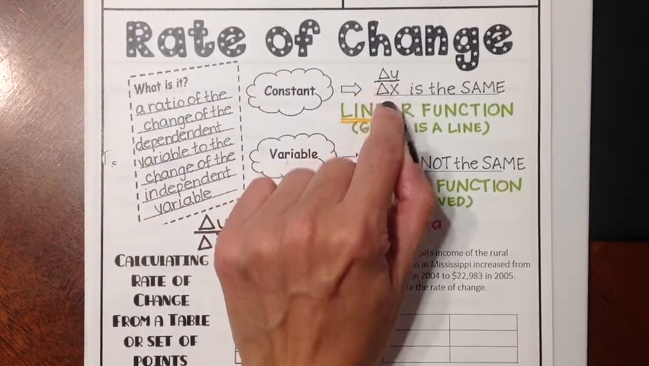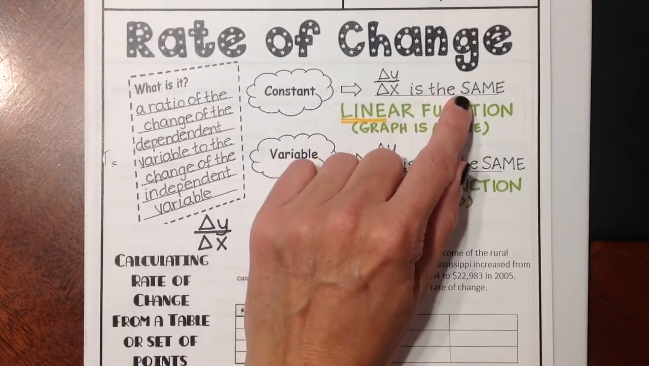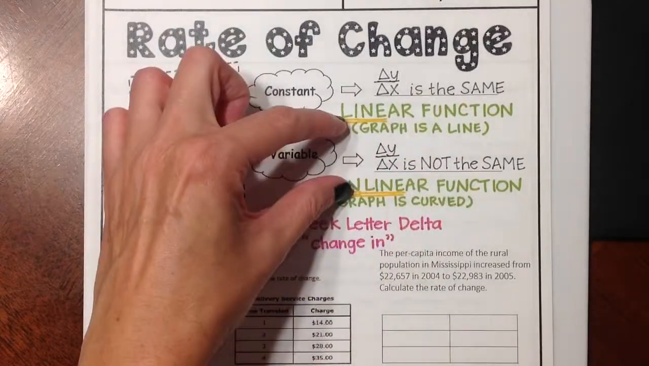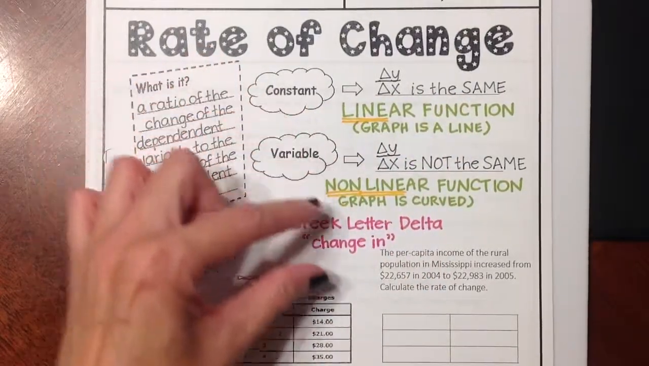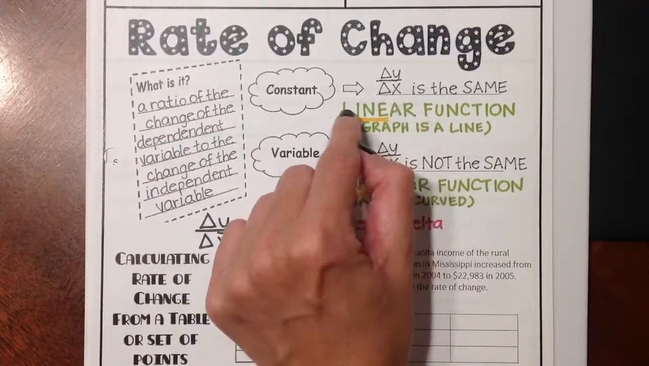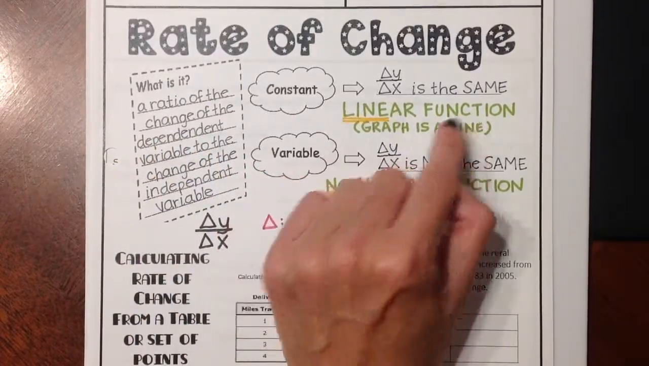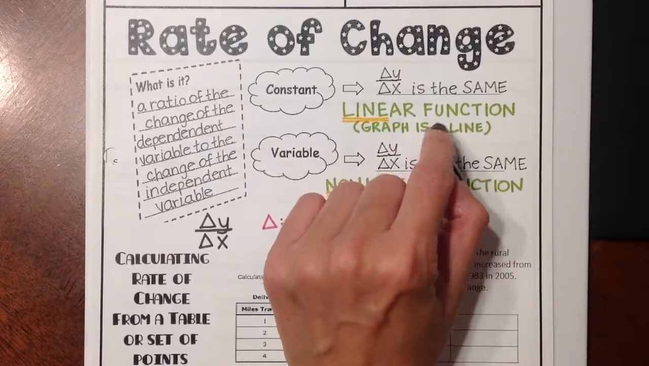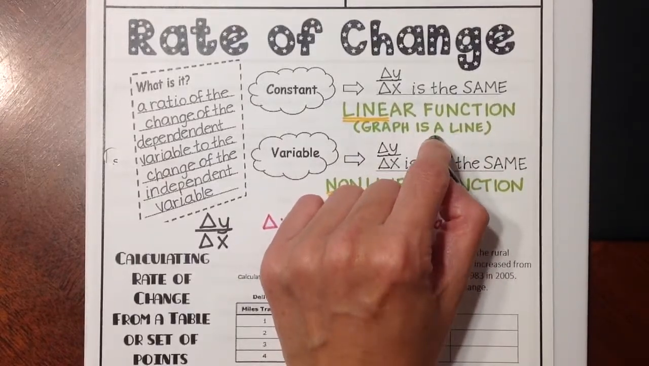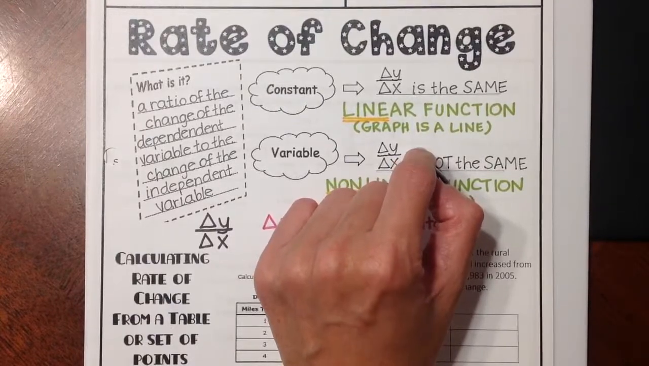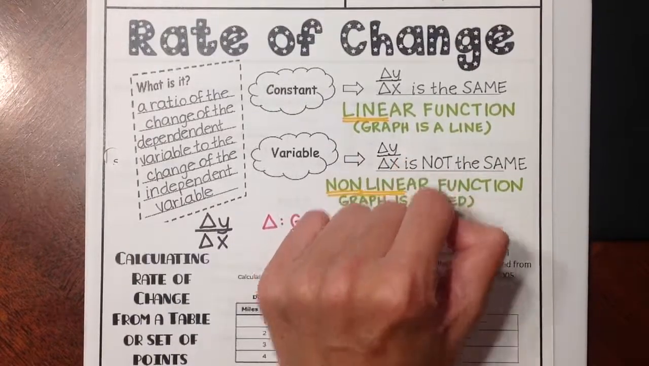Constant means that your rate of change is going to be the same. It doesn't matter what two y values and two x values you pick. And in your graph, you're going to have a linear function, which means it's a line. We are going to spend most of our time this year talking about linear functions, so our rate of change, no matter what two x values and y values we use, should be the same.